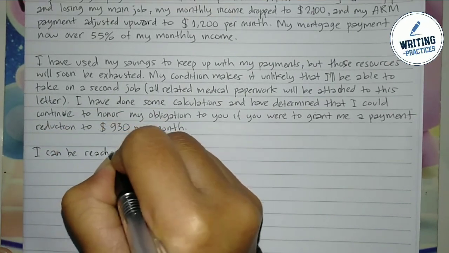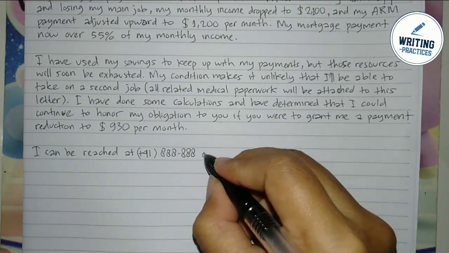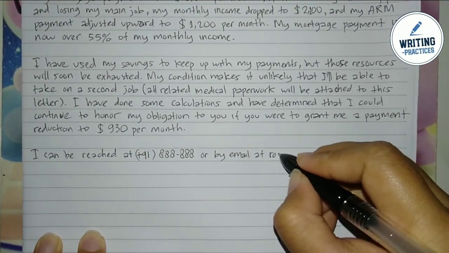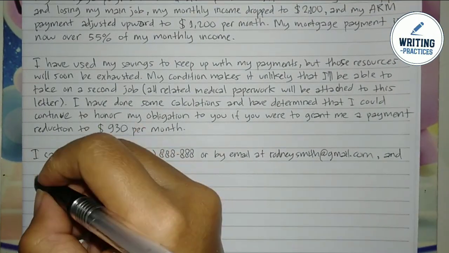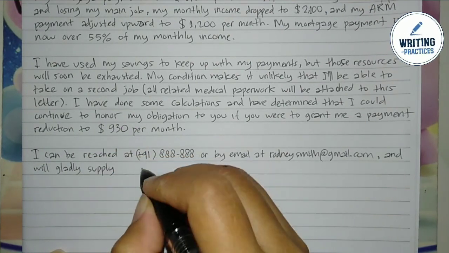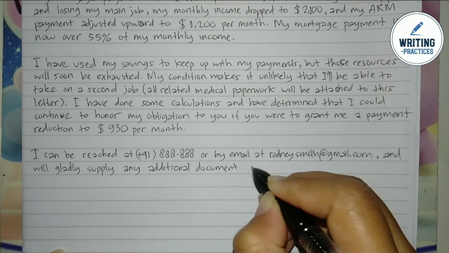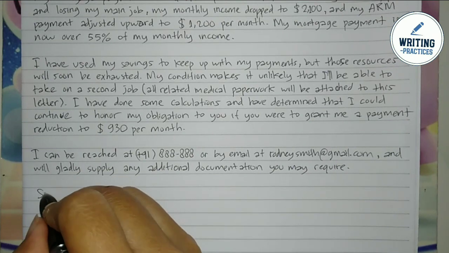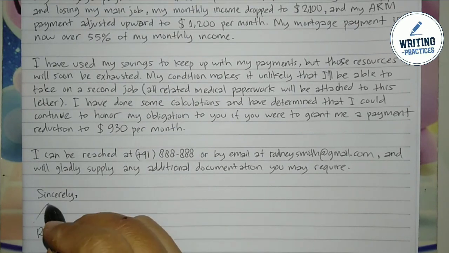And the last paragraph, give your personal contact information. You can give your phone number and email address. Welcome the recipient to ask you some questions or more information about this matter. Just simply write, I will gladly supply any additional documentation you may require. And finally, you can close the letter with Sincerely. Add your signature and write your full name under it.